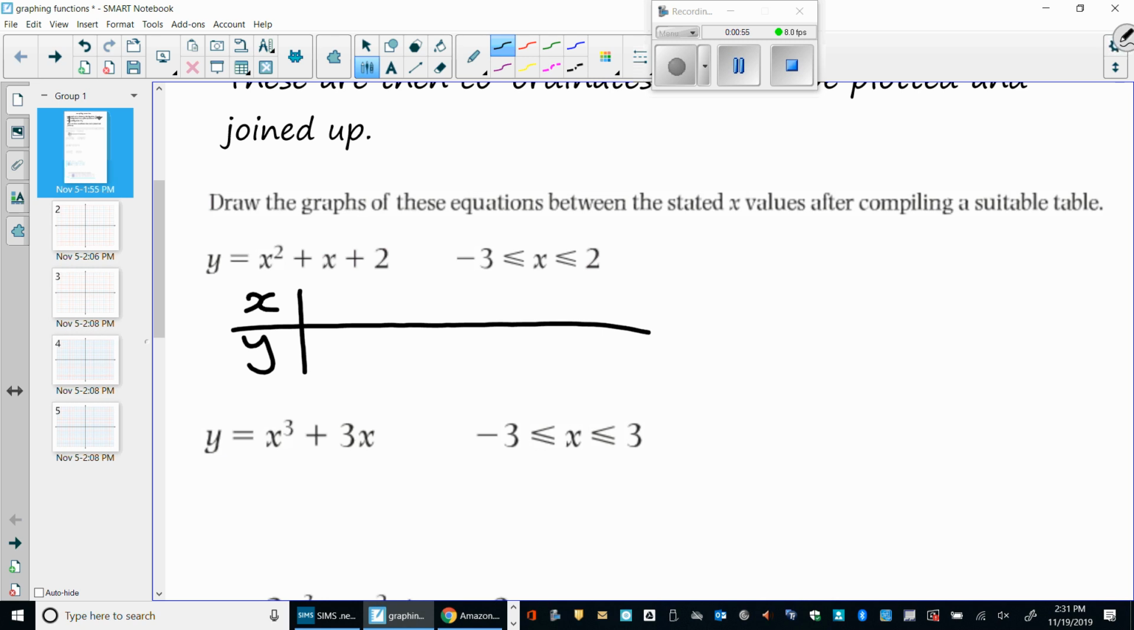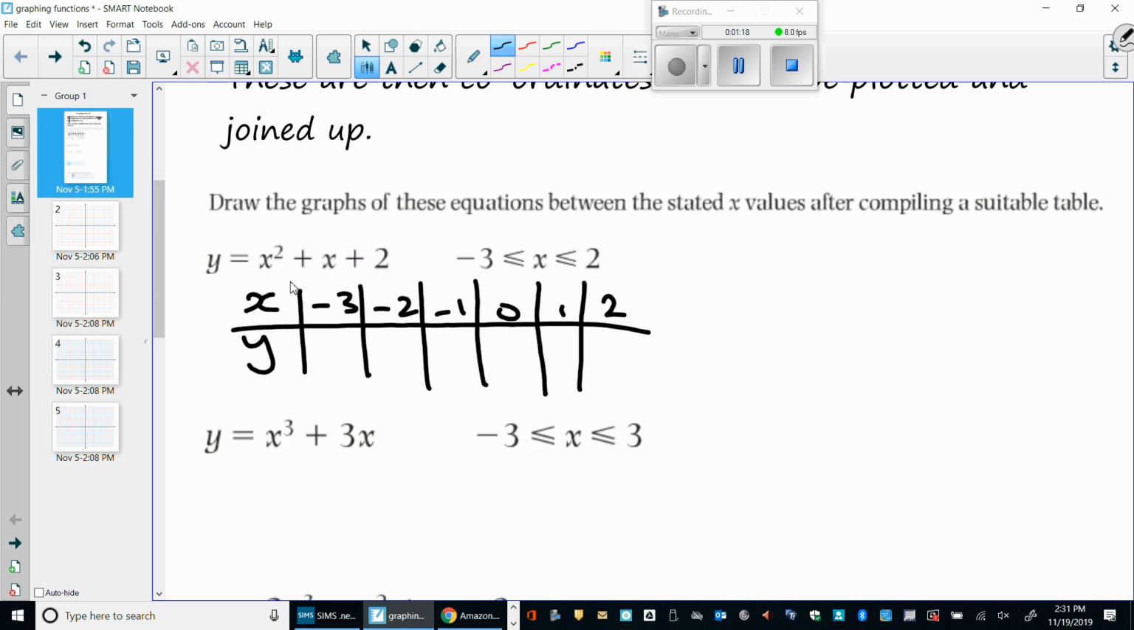Now, you have a choice here. Do you do all of them? So you can have -3, -2, -1, 0, 1, and 2. You can stick them all in. Or you can choose at least 3 points in between those values. I would suggest always choosing the end points, so it will have the -3 and the 2, and choose something in between just so you know what's going on.